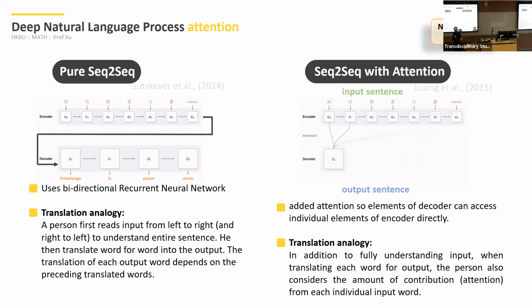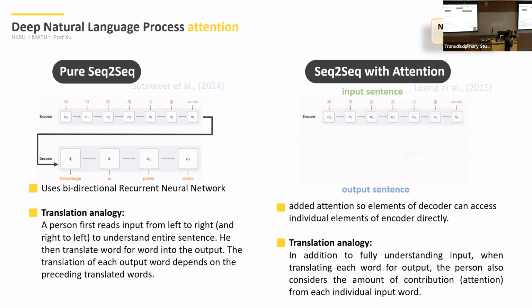So the analogy is this: when you're translating, you start by reading the input language once, okay? And you sort of remember what the input sentence tried to portray. And then you take that knowledge and start translating, okay? That's what you do with sequence to sequence. So the result obviously has much room for improvement.